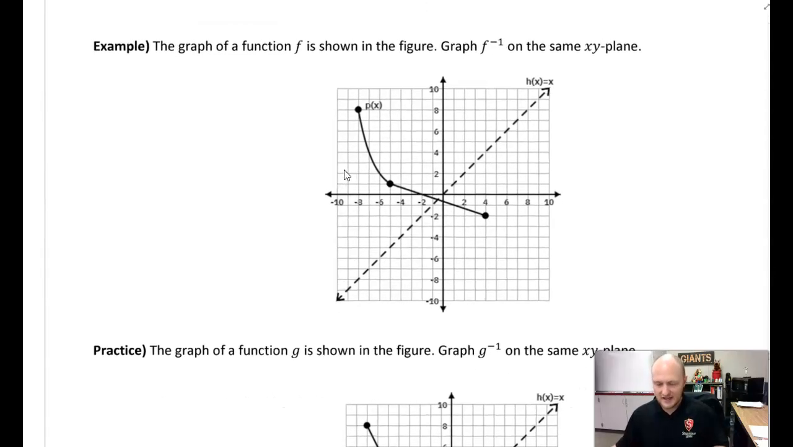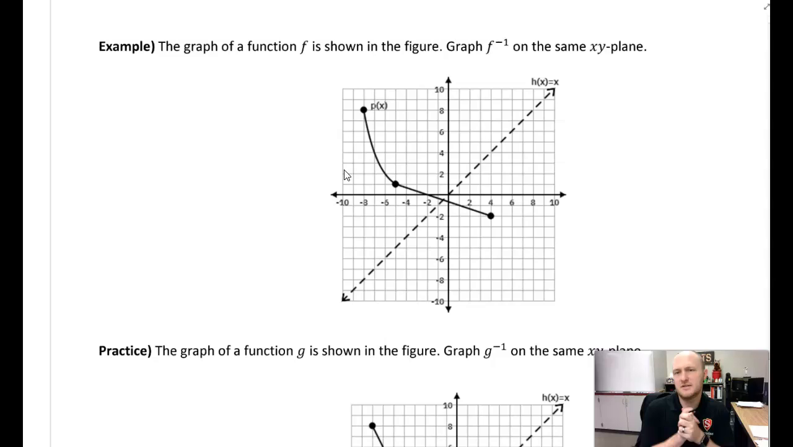All right, the last example I have for you is a graphical example, and they give us a function here.